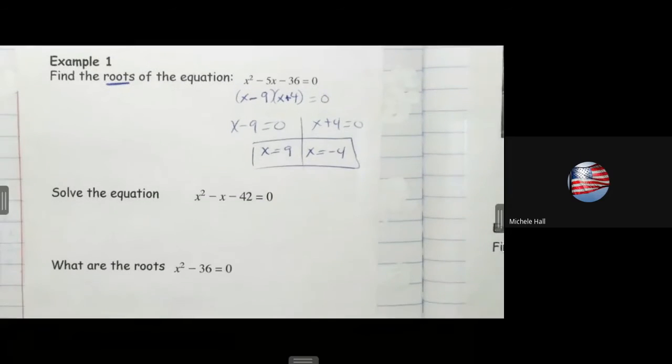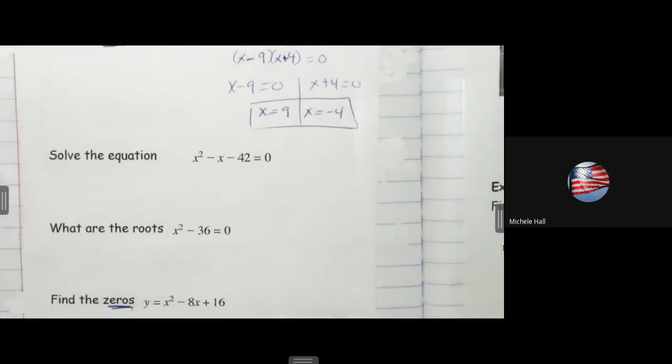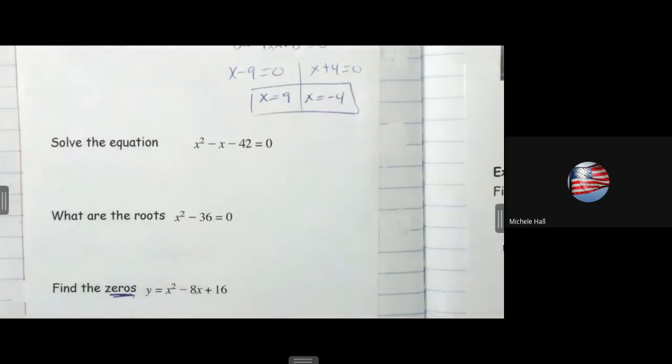Okay, factor the next one. Try the next two. Factor and solve. Set up your parentheses, put your x in there, and then think about your factors.